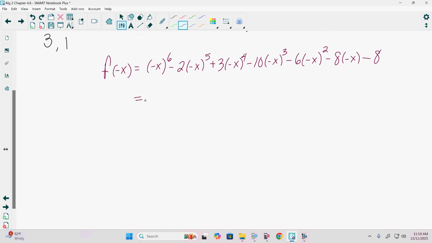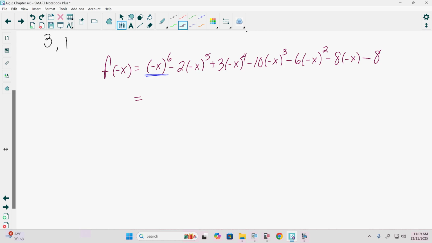Now looking at this, it's a massively long equation now because we replace every x with negative x, so we have all these parentheses and negative x is put in. Let's look at them one at a time. We're going to look at this negative x to the 6th first.